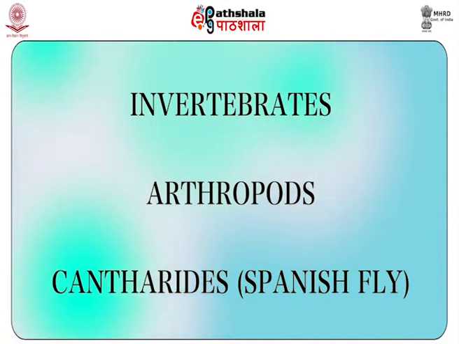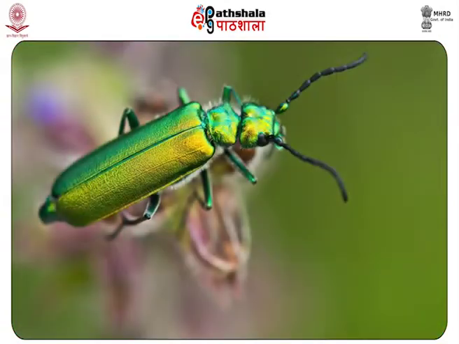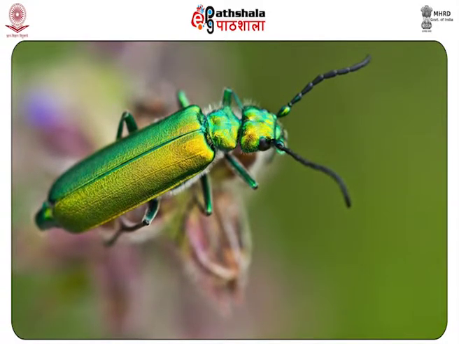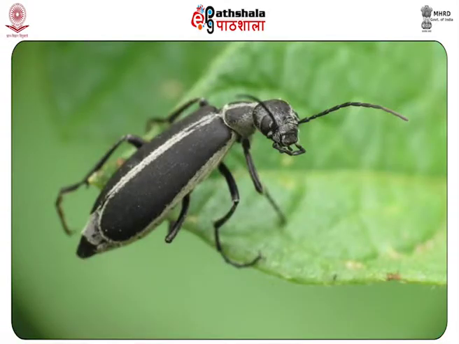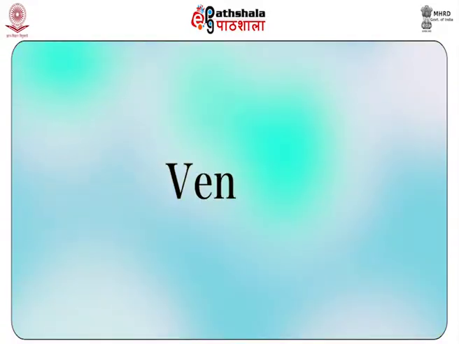Next are the invertebrates. Under invertebrates, we will study arthropods, and starting with the first, we have cantharides or the Spanish fly. The dried beetle Cantharis vesicatoria, known as Spanish fly, contains a vesicant, cantharidin. Contact of either the live or the dried beetle with the skin results in immediate burning with vesication. Besides this, other beetles causing similar reactions include Epicauta cinerea, that is the blister beetle, and members of the genus Paederus. Next is the venom. Cantharidin is a powerful vesicant and may be administered in the form of powdered beetles or the tincture or active principle.